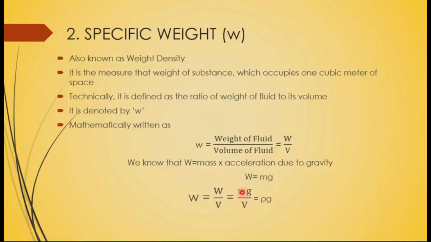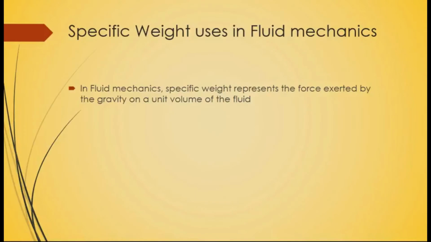M by V, that is the density we have discussed previously. So we can substitute it here, rho g. And the units are Newton per meter cube. And what are the uses of specific weight in fluid mechanics? In fluid mechanics, specific weight represents the force exerted by gravity on a unit volume of fluid.